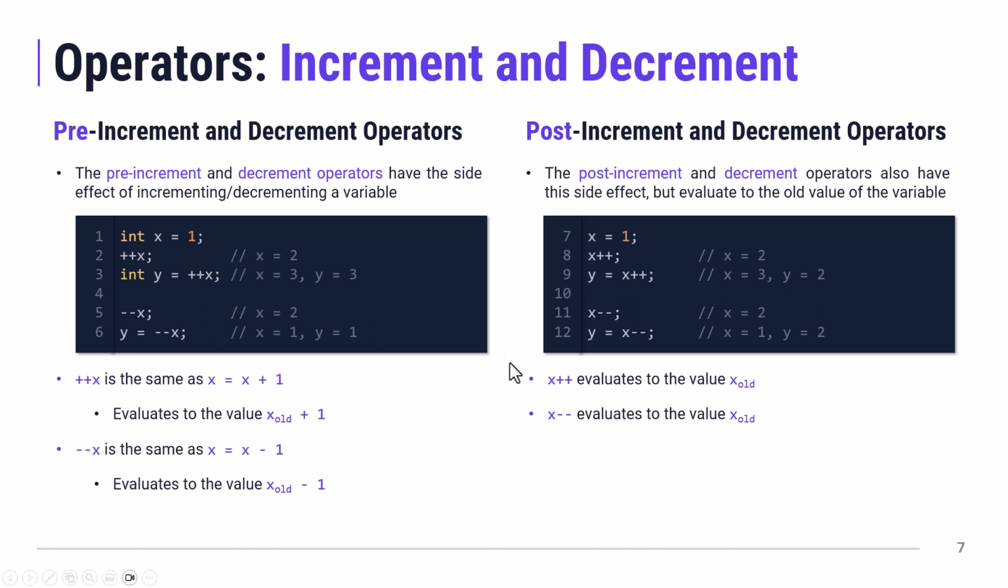Now, the post-increment and decrement operators have the same side effect of incrementing and decrementing a variable, but they evaluate to the old value of the variable. So again, if we have x equals 1, I increment it with post-increment, same thing, increments it to 2. But in this case, when I increment it in this expression, it does increment it, but this evaluates to the old value of x, and so y gets assigned the previous value 2, whereas x is incremented to 3. Same idea here, we decrement it to 2, decrement it again, but again, this expression evaluates to the old value of x, and so y gets assigned its previous value 2.